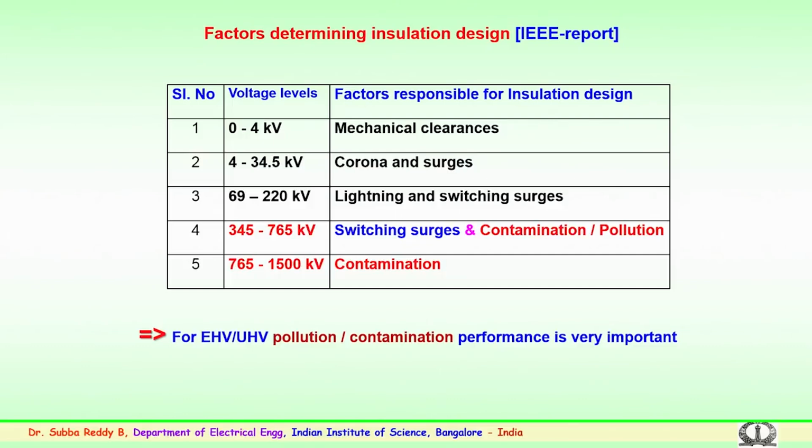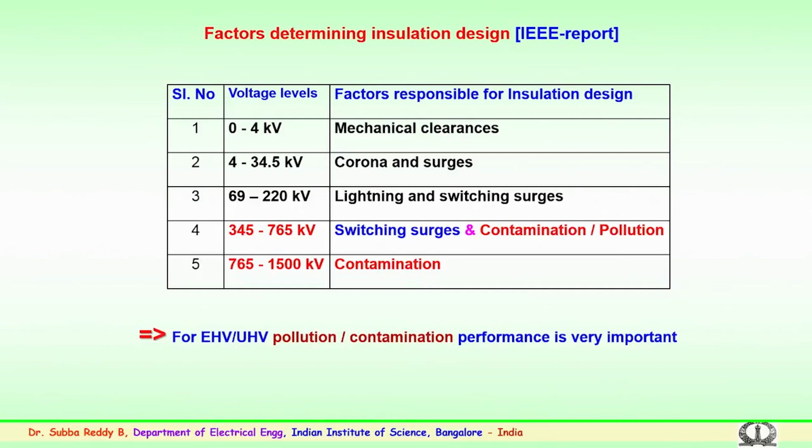Similarly, when the voltage level is above 33 to 220 kilovolts, apart from corona and lightning surges, switching surges take importance here. Switching surges, because of the opening and closing of the circuit breakers in the substations, could cause a flashover or damage to the insulation. So, proper insulation design for the equipment as well as the protection system has to be done. So, up to 220 kV, lightning and switching surges play a dominant role in the design of line insulation.